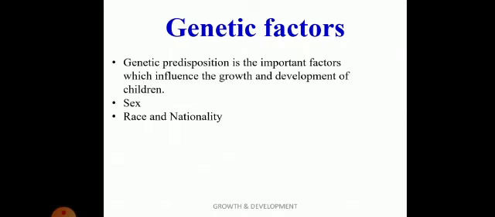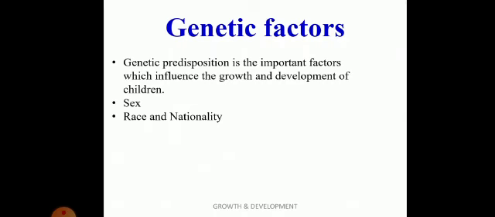Most of the males have more height and weight as compared to females. Then race and nationality. Race means, for example, if you consider some African countries, they are from tribal sites, so they will have very good height and weight. But if you consider a few other races, like Japanese, they have a low height. They are short in stature. So this is the variation.